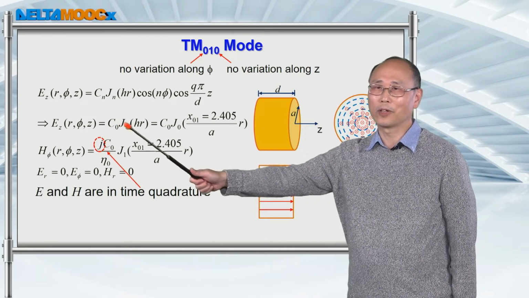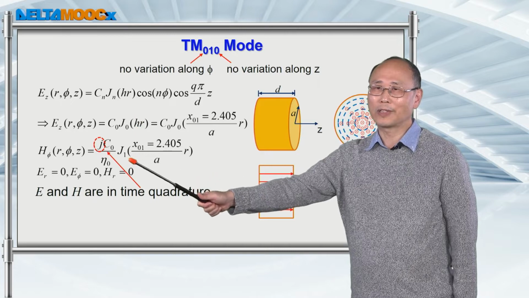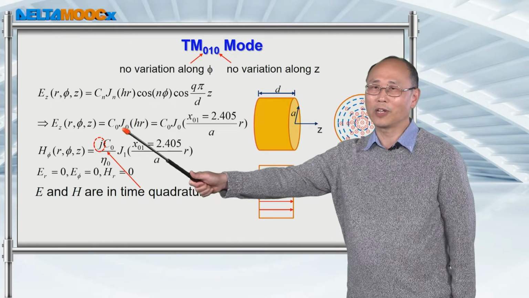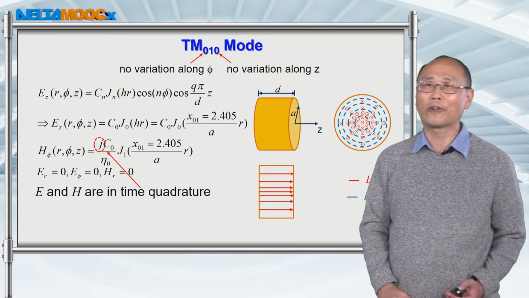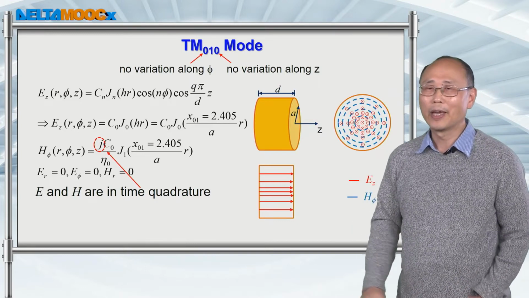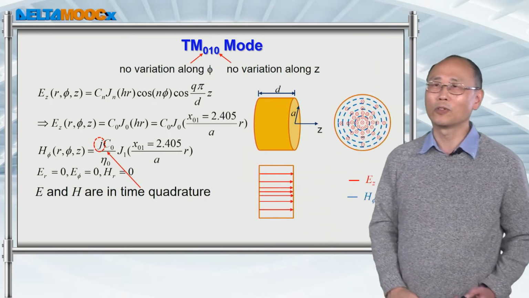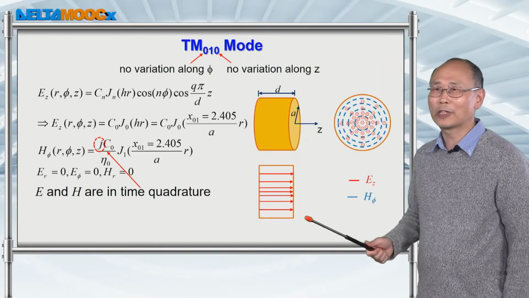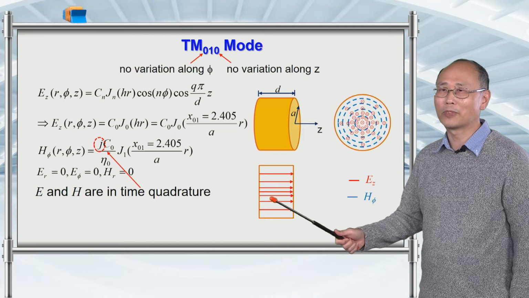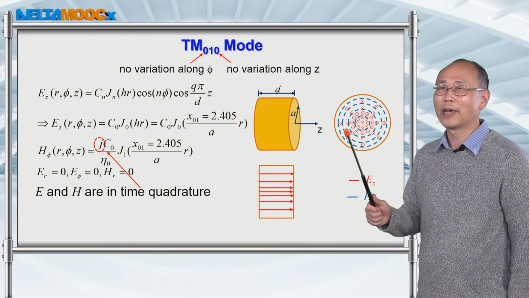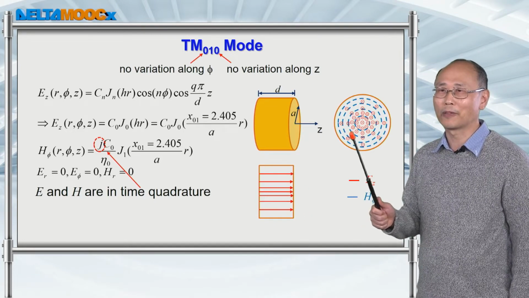But you see this j in front of this phi component of the magnetic field compared with the Z component of the electric field. So there's a phase difference, 90-degree phase difference between this Z component electric field and the phi component of the magnetic field. And all other field components are equal to 0 for this TM010 mode. So the mode field is particularly simple. You have Z component of the electric field, and then you have phi component of the magnetic field.